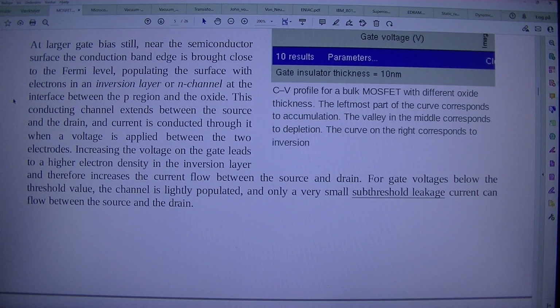Increasing the voltage on the gate leads to a higher electron density in the inversion layer and therefore increases the current flow between the source and drain. For gate voltages below the threshold value, the channel is lightly populated, and only a very small subthreshold leakage current can flow between the source and the drain.